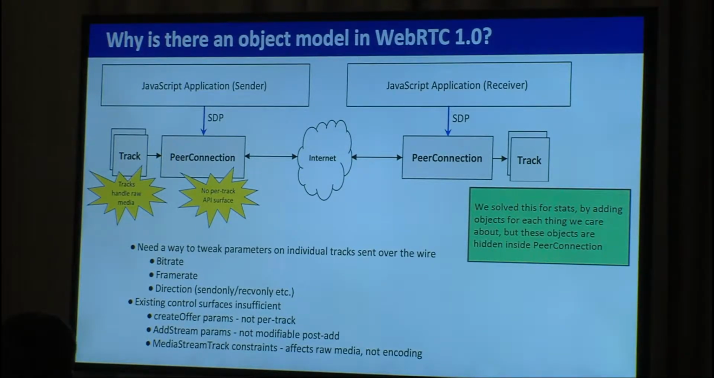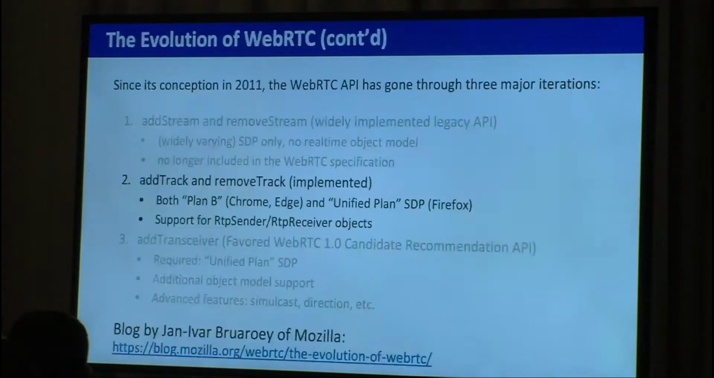And then the media stream track constraints by themselves, they only affected raw media. They didn't affect encoding. So you couldn't do everything you needed to do just with constraints. Things like simulcast really demanded encoding parameters as well. So these are some of the reasons we went to a track-based model. And that was where we came up with add track and remove track. And it seemed like that would be all we'd need. We moved to the track-based model.